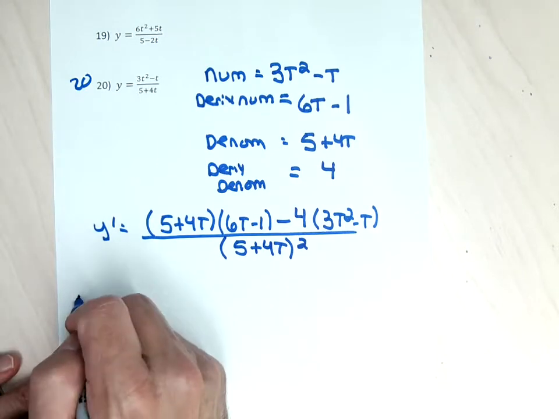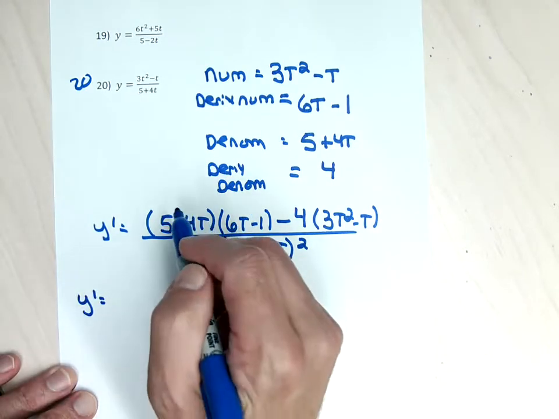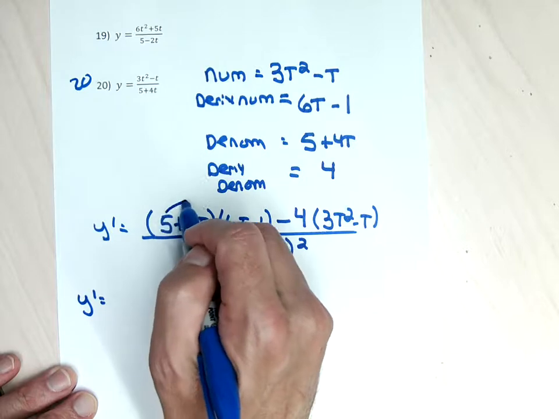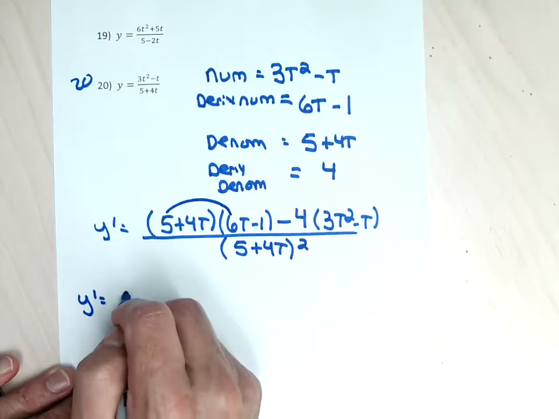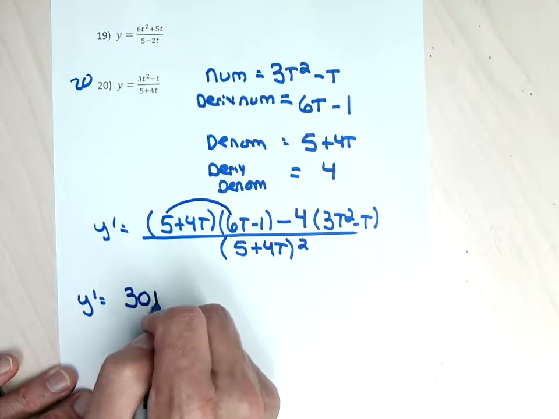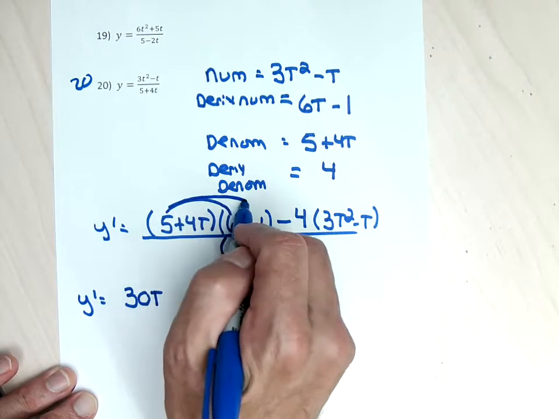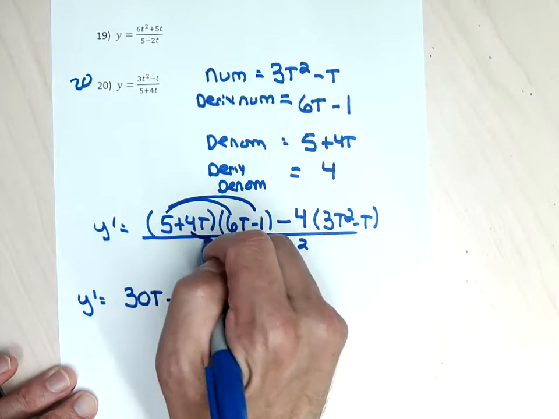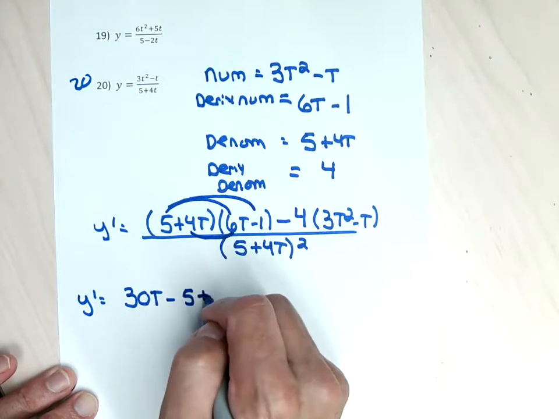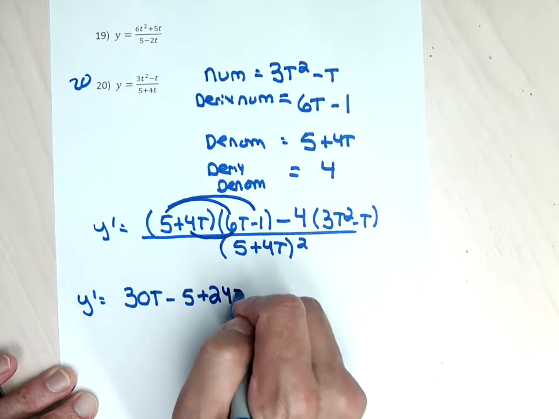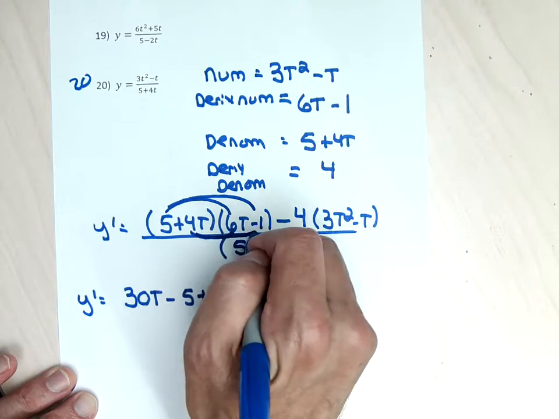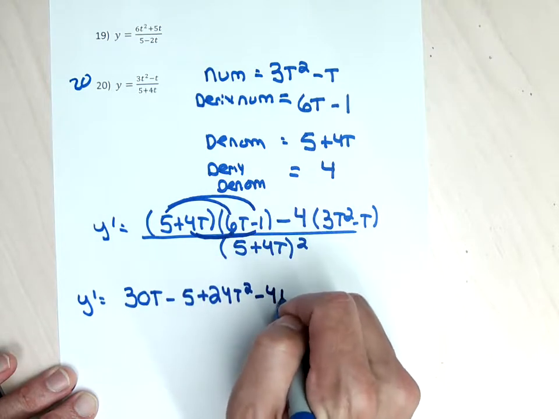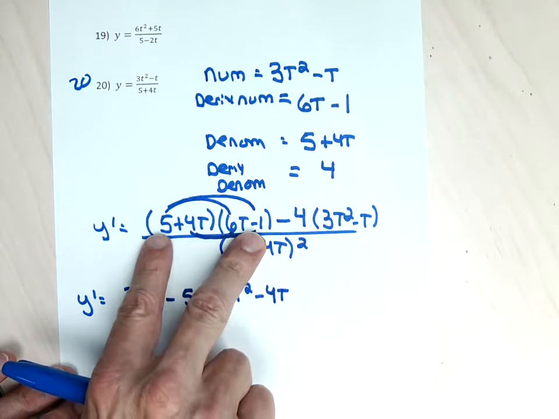First part of my numerator is FOILing. To clean it up, I'm going to go 5 times 6t and get 30t, 5 times minus 1 and get minus 5, 4t times 6t and get plus 24t squared, 4t times minus 1 and get minus 4t. That's the first half of the numerator.